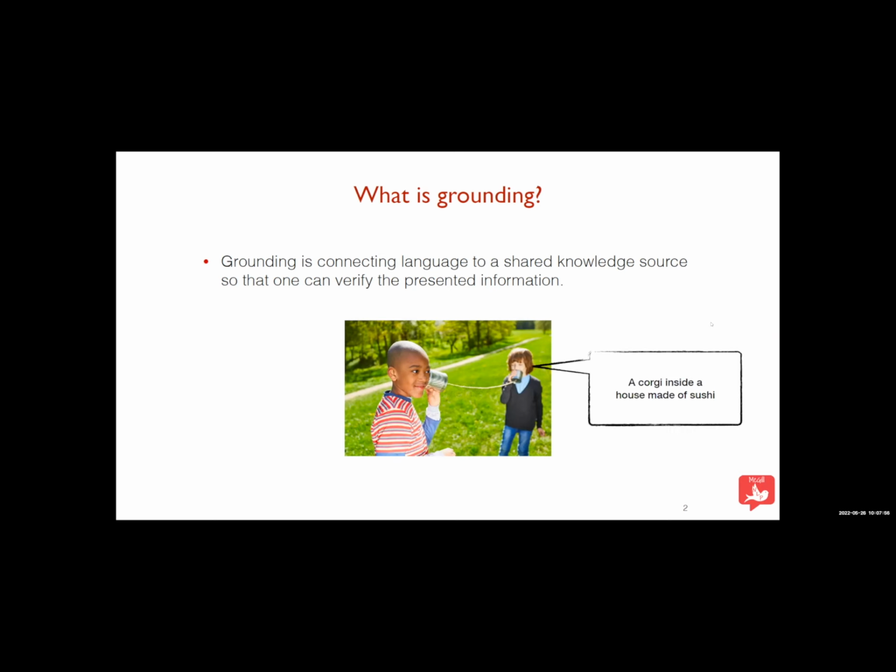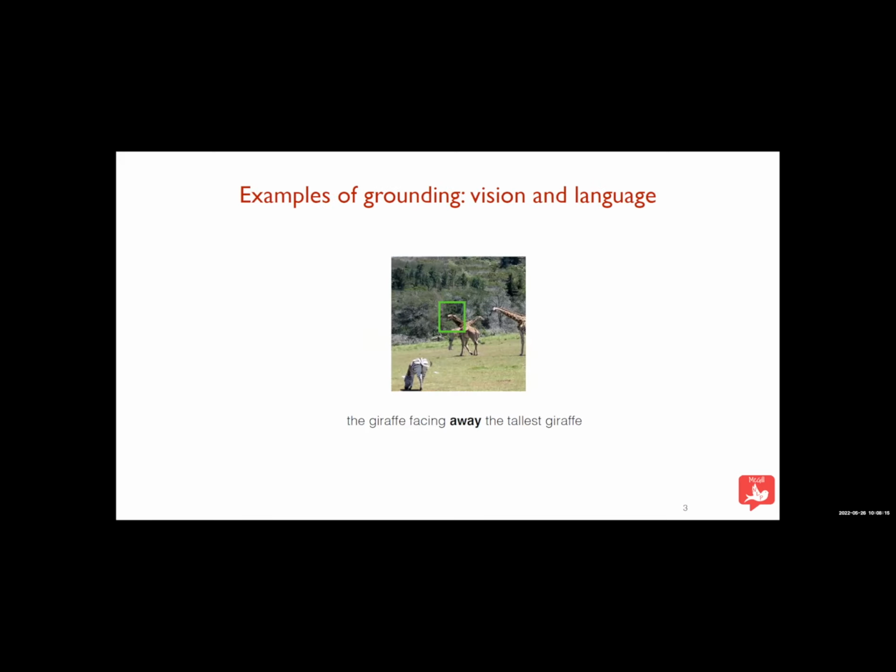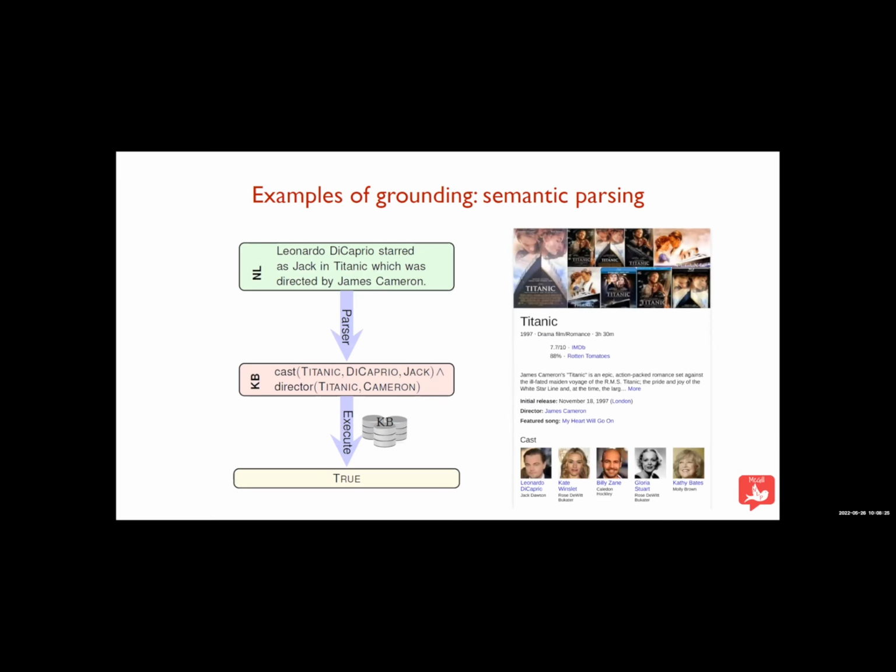If you take this example, a corgi inside a house made of sushi, it would be this picture. I was able to communicate this idea, and probably you and I shared this particular picture. This is generated by ImageGen, by the way. If you see examples of grounding in the literature, we see a lot of language and vision. If we say giraffe facing away, the tallest giraffe, you can pinpoint the exact giraffe.